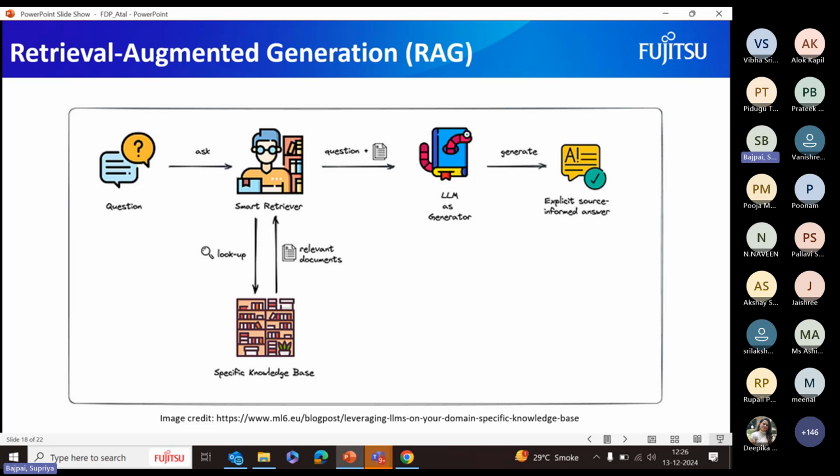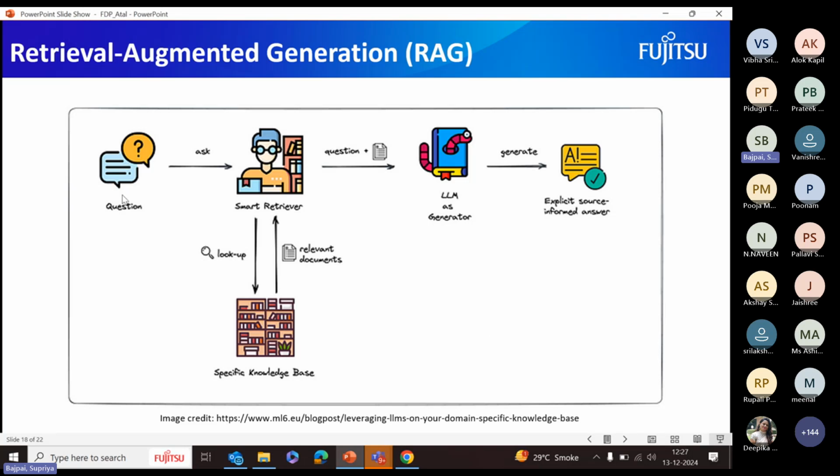Suppose you give a model a query like, what is the latest on climate change. The model will go and search the knowledge database, collect the information, combine it, and create a more up-to-date response. Then it gives that to the LLM to generate the answer, and the answer is more likely to be correct.